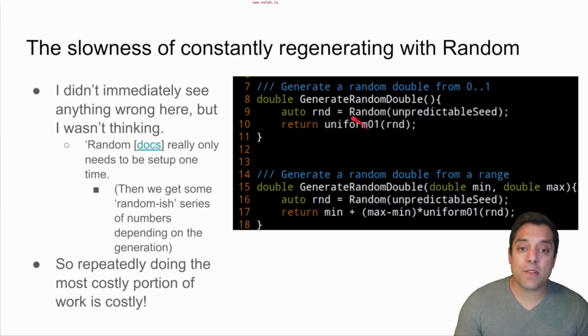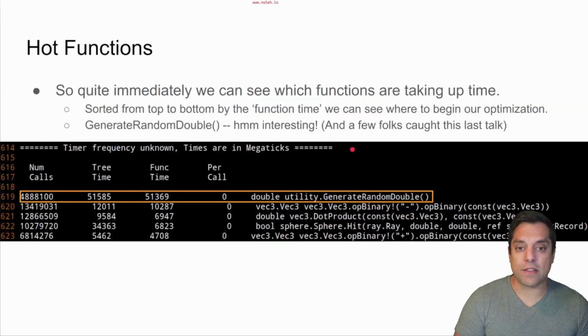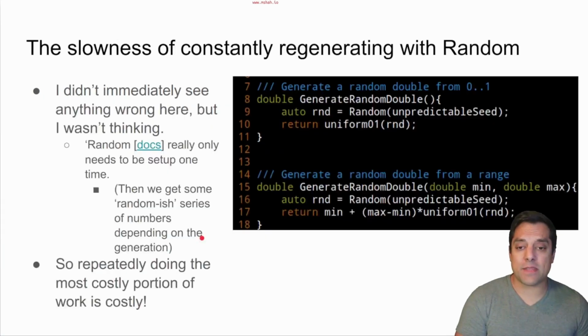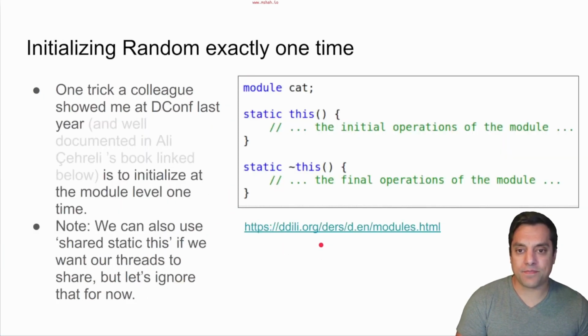So I'm repeatedly doing this operation every time I call generate random double, and if I go back to our profile, you'll see that we call this 4 million times, almost 5 million times. That's going to be quite expensive. So again, let's see how we can fix this.